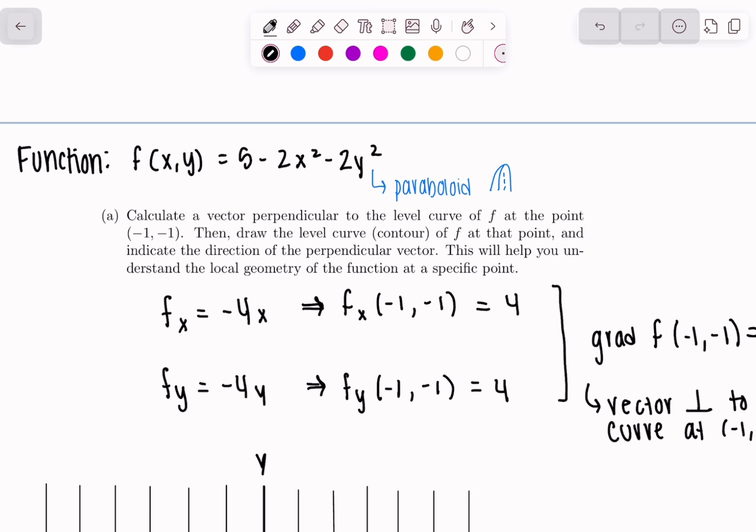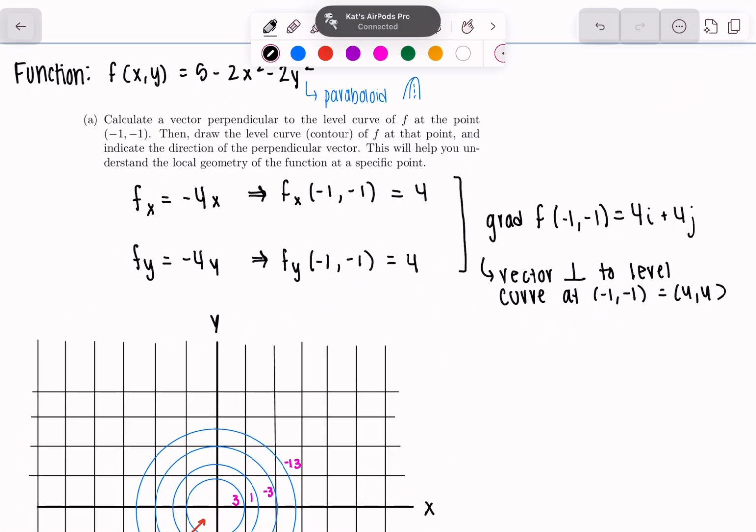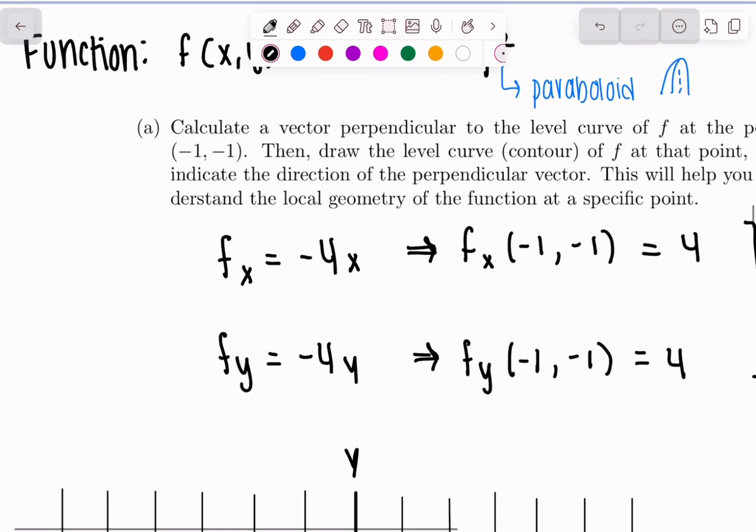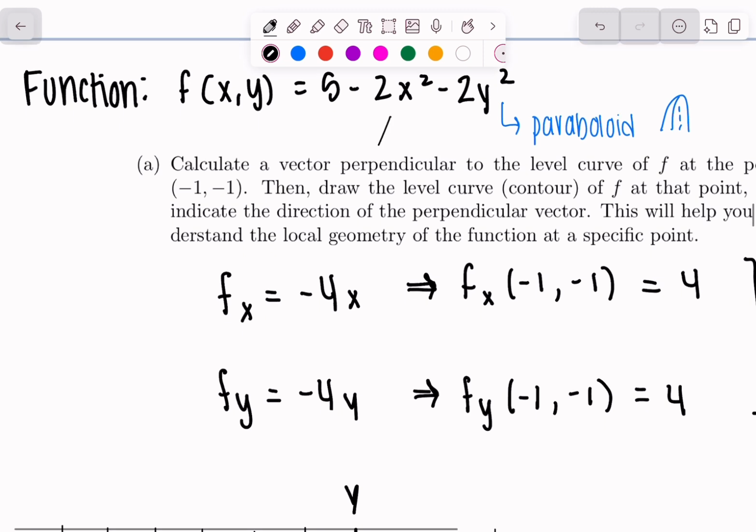But part A, we're calculating a vector perpendicular to the level curve of f at the point -1, -1, and drawing the contour diagram at that point. To start, we're going to take our function and find the partial derivatives for x and y. We do that by just taking the derivative of each with respect to the variable that we're looking at. So for f of x, we have -4x, and for f of y, we have -4y.